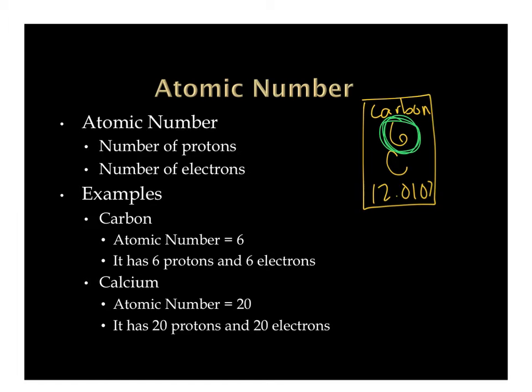Calcium, if you look on your periodic table, has an atomic number of 20. This means it has 20 protons. When it is neutral, it has 20 electrons. We also know that calcium, being in the second column, likes to give off 2 electrons. So when it's in its charged ion state, calcium has 18 electrons, but still has the 20 protons.